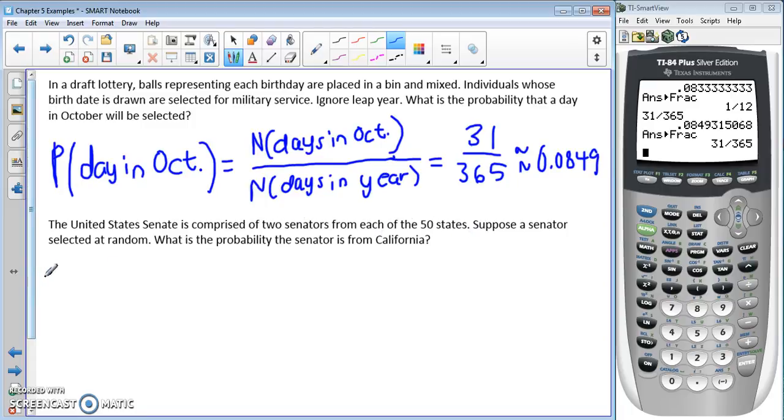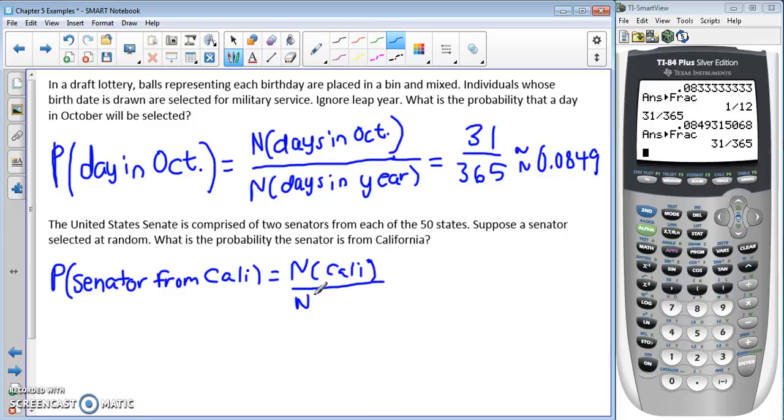Here we have the United States Senate, comprised of 2 senators from each of the 50 states. Suppose a senator is selected at random. What's the probability the senator is from California? So the probability that we have a senator from California. So that's the number from Cali out of the number total.